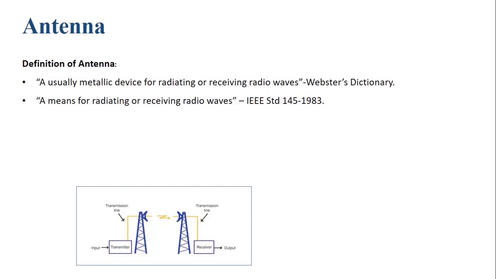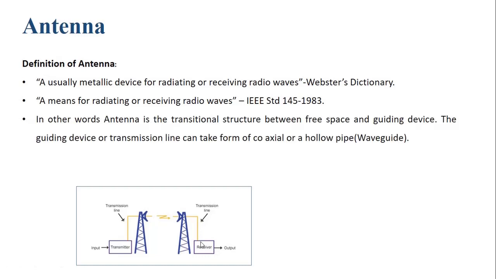So here in the figure you can see this is the transmitter generating the signal that is to be transmitted via a communication link, radio communication link. This is the transmission line which is taking the signal to the antenna. This transmitting antenna will radiate the radio waves, that is the signal, and it will be received at the receiving antenna through a transmission line. It is connected to a receiver.